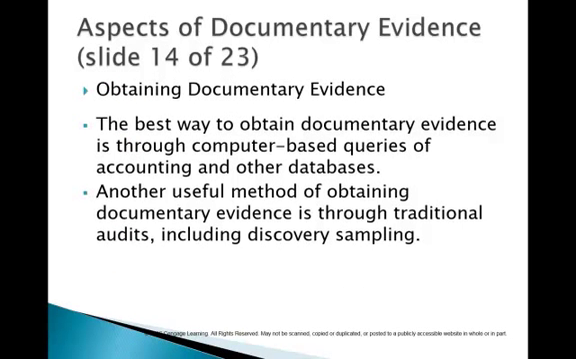The best way to obtain documentary evidence is through computer-based queries of accounting and other databases. So what that means is that if we suspect, for example, that an employee is stealing our inventory and that they're able to write it off to scrap, then that's our hypothesis for what they're doing and how they're concealing it. Then what we do is we get a database where all of our journal entries are stored, and then we search debits to scrap, and we find journal entries where they've made debits to scrap expense.